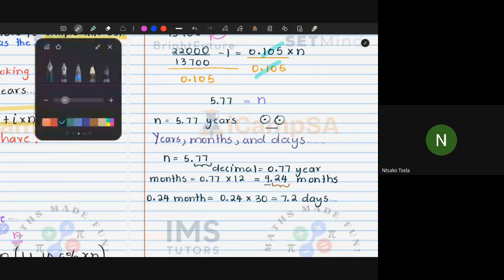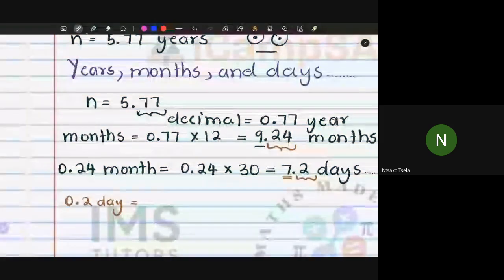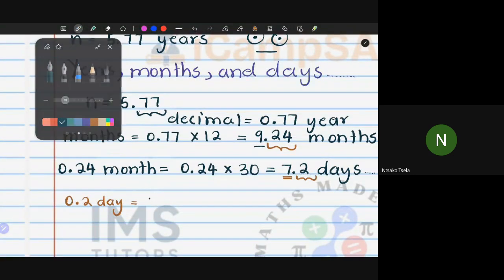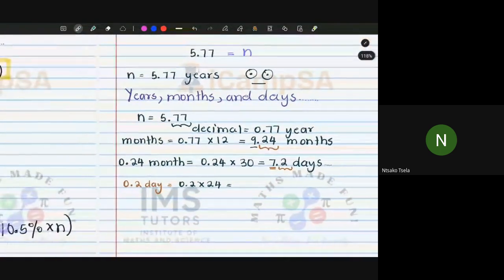So it means what we have here, because we are dealing with days, it means we have 7 full days, but there's something left. So we have 0.2, we have a 0.2 day. So we know that for a day, what comes after a day is hours. So how many hours do we have in a day? 24. What do we get, guys?